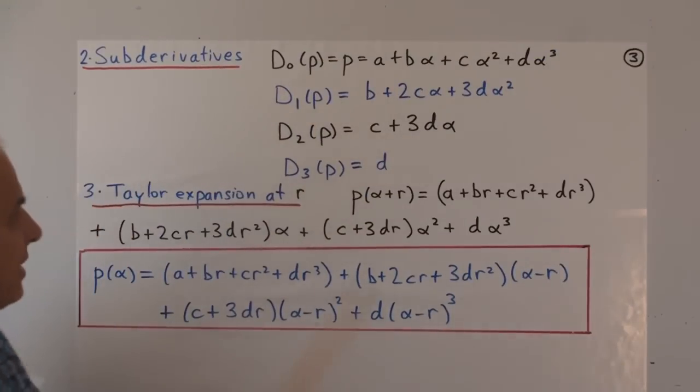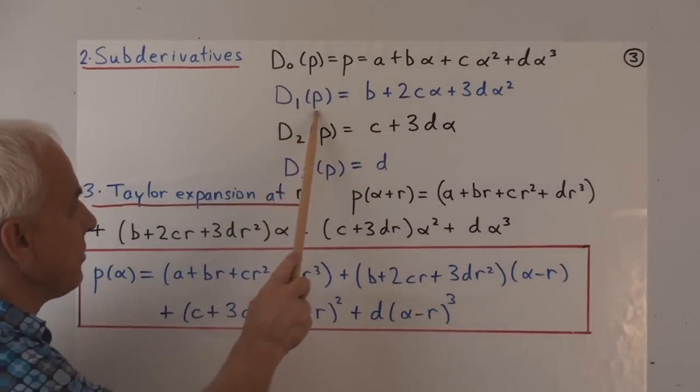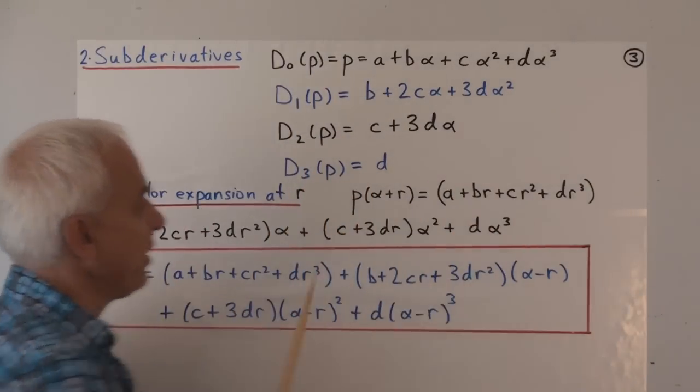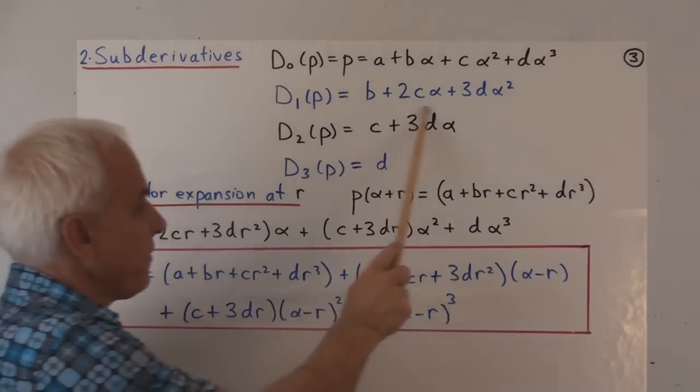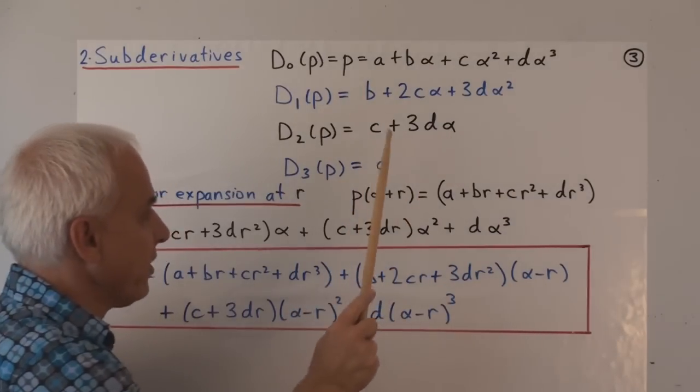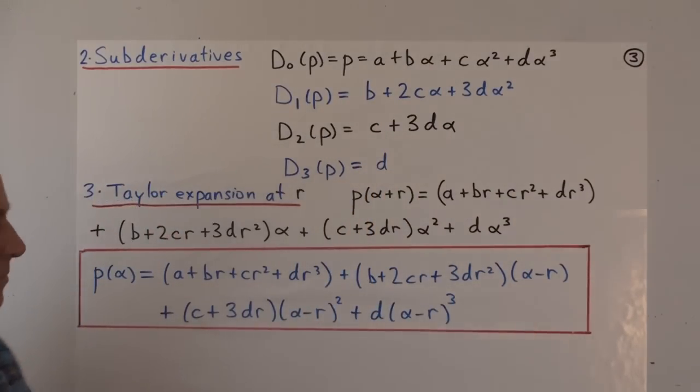So just for good reference, let's write down these various subderivatives that we computed. The zeroth one was the polynumber itself. There's the first subderivative, or just the derivative. There's the second subderivative, and there's the third subderivative.